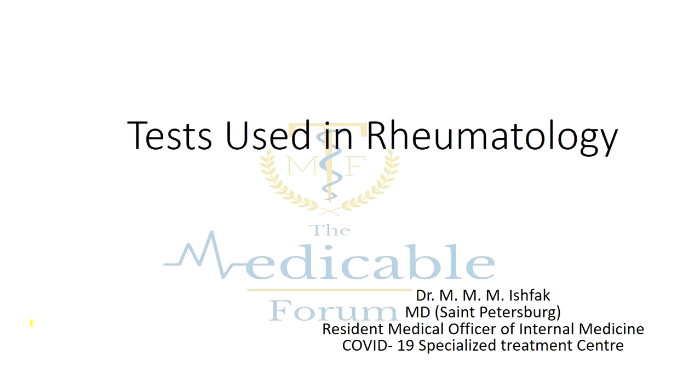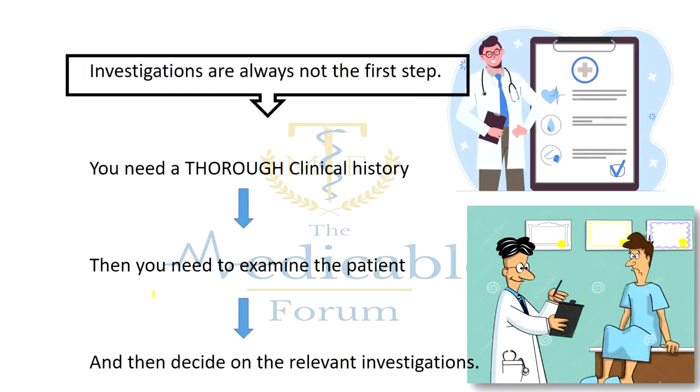Talking about rheumatology, it is one of the fields which has most of the overlap syndromes, so correctly diagnosing is a really big task. Like I say, investigations are always not the first step. You need to get a thorough clinical history and do a relevant clinical examination, and then you decide what relevant investigations you need in order to exclude certain things.